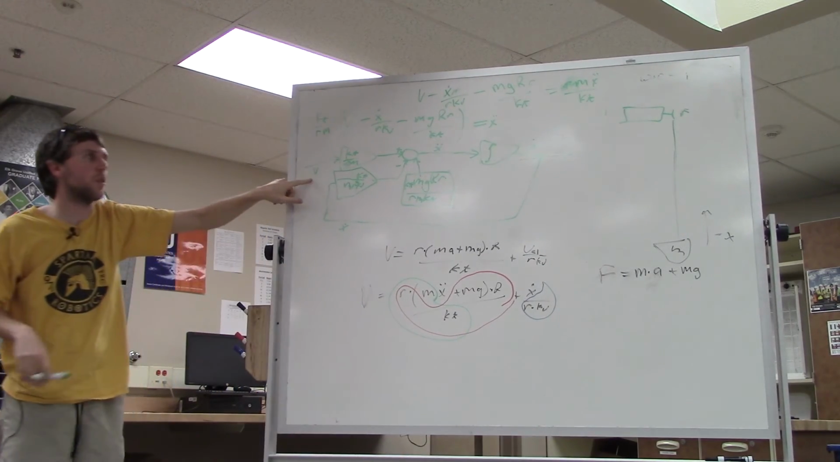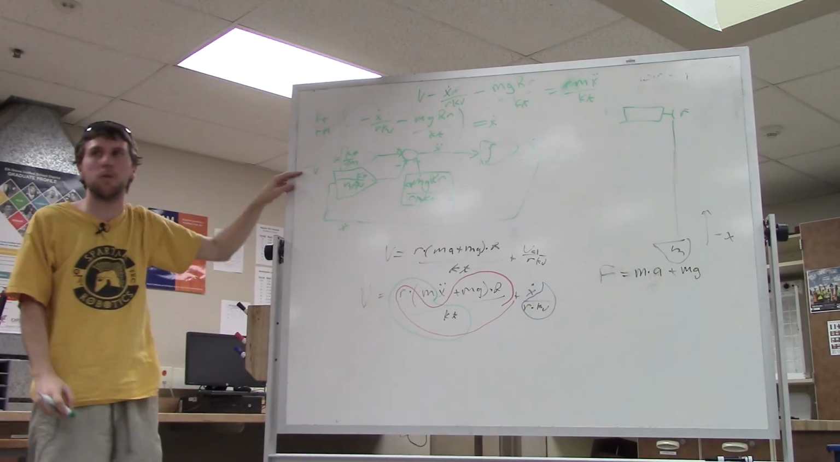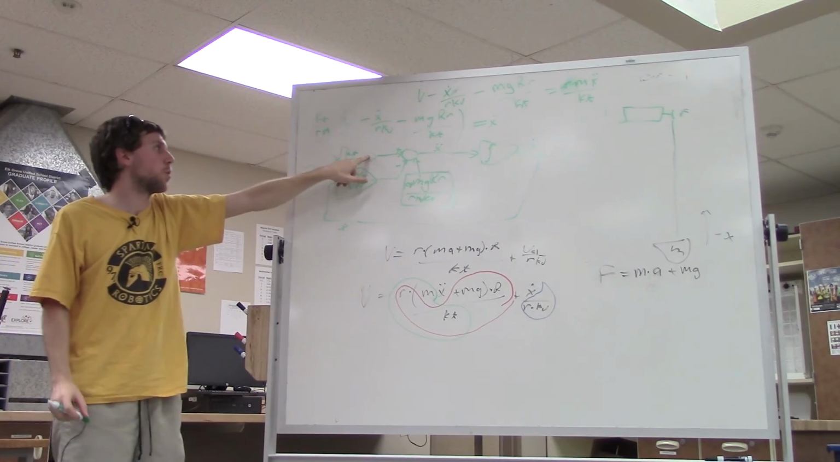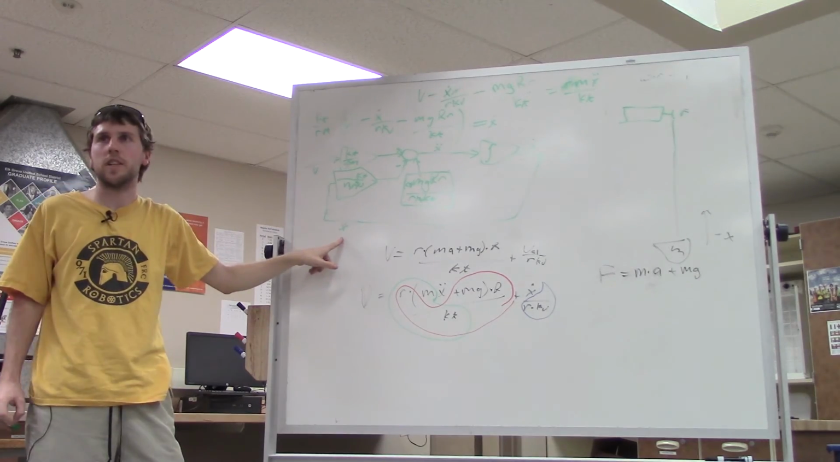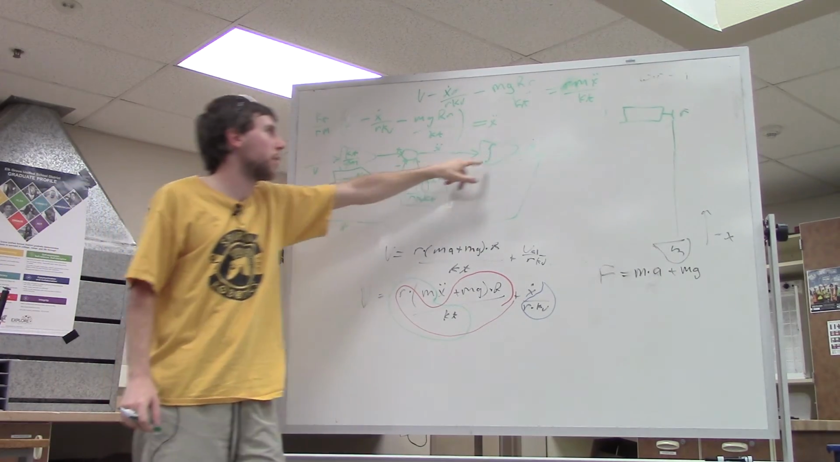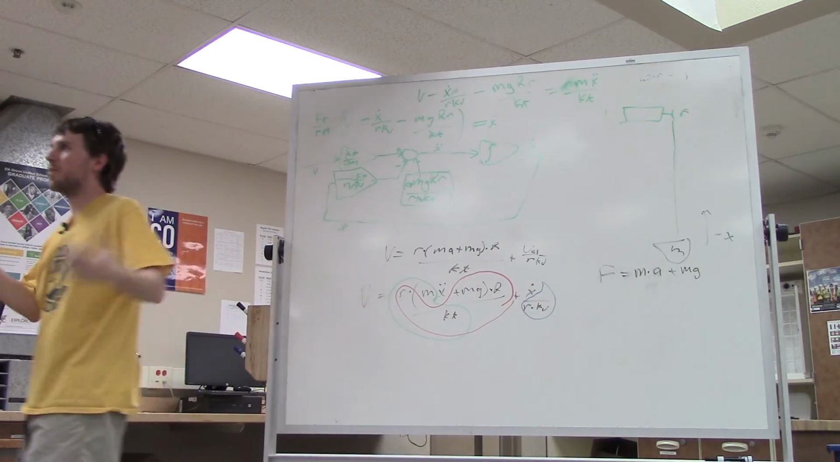So what this block diagram is saying is we have some voltage signal coming in. We're going to multiply it by some gain, and then we're going to add that to a gain times our velocity plus gravity. And then we're going to integrate that. So it's just another way of saying the same thing.